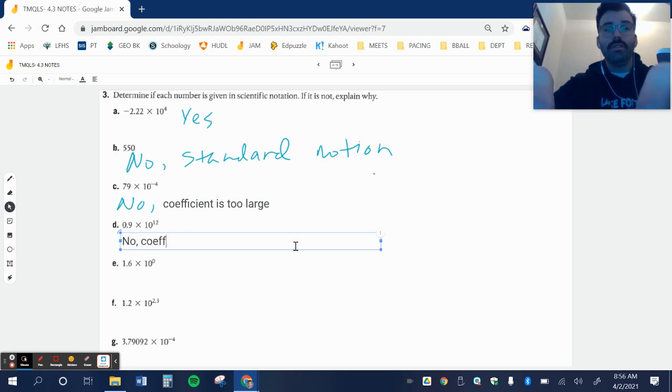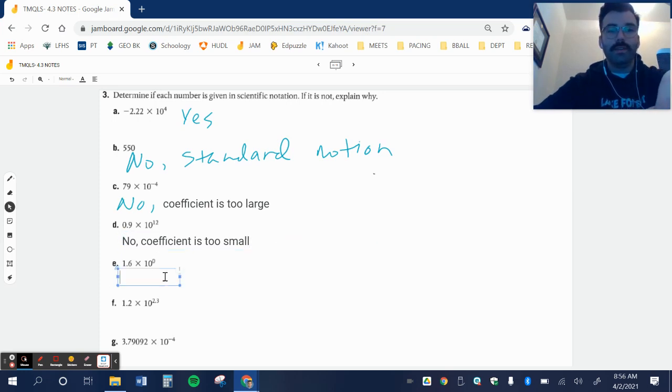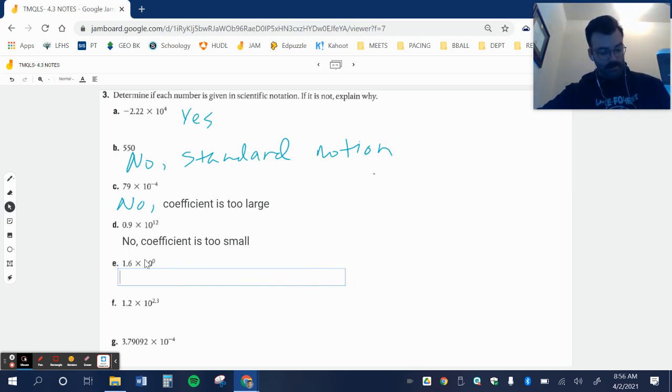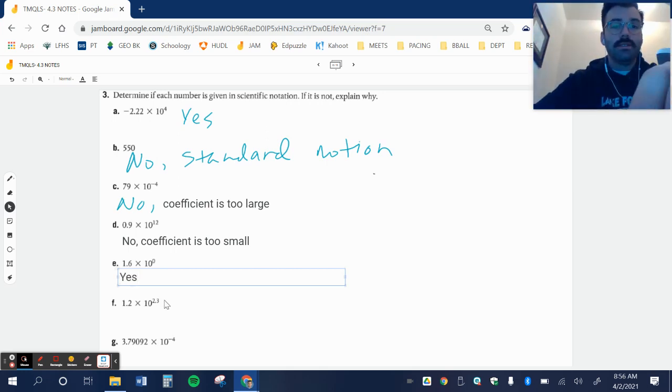Coefficient is too small this time. Right? You might say it's not in the correct range. You can say that. We'll say it's too small. This is scientific notation. 1 times 10 to the 0. Yes. 1.6. Yes.